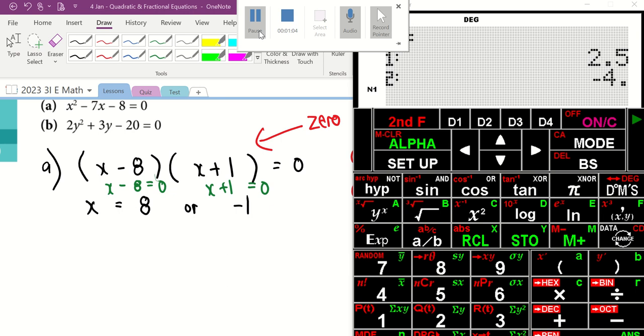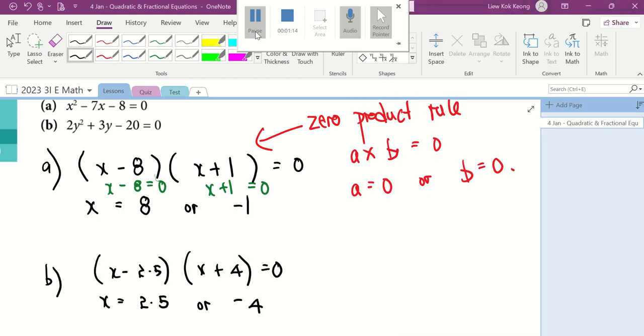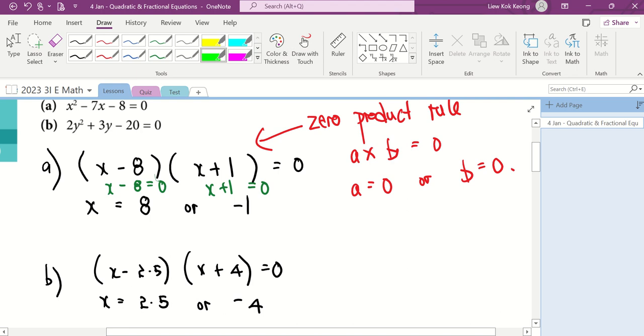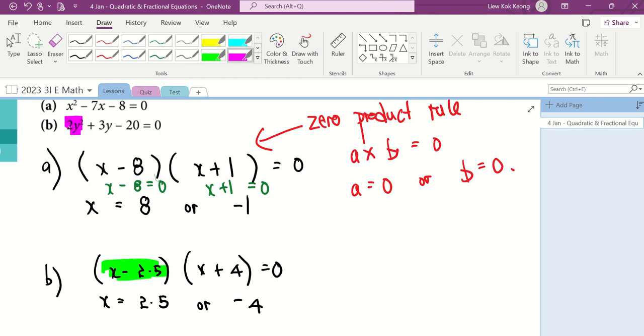Okay, if I were to make use of the calculator for part B, after I input, you can see on the calculator is 2.5 and negative 4 respectively. Am I right? I'm going to put that down first. Okay, you cannot have a decimal or fraction within the factorization. More importantly is because there is a 2y square in the original question, but x multiplied by x will only give us an x square. Alright?